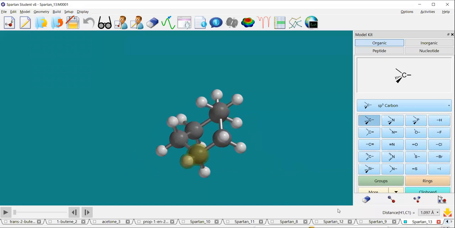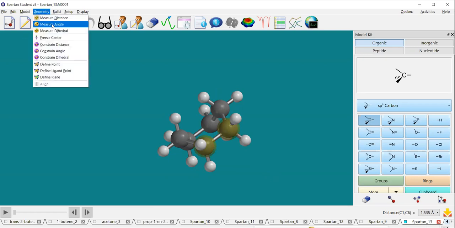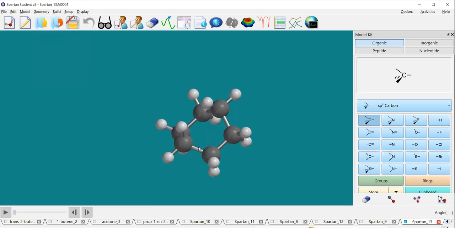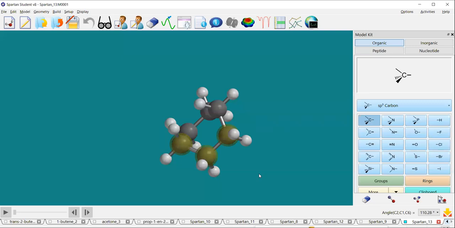This distance is 1.097 angstroms. The distance between carbon and carbon is 1.535 angstroms. And finally, the angle is going to be 110.28. So done. What is my next step?